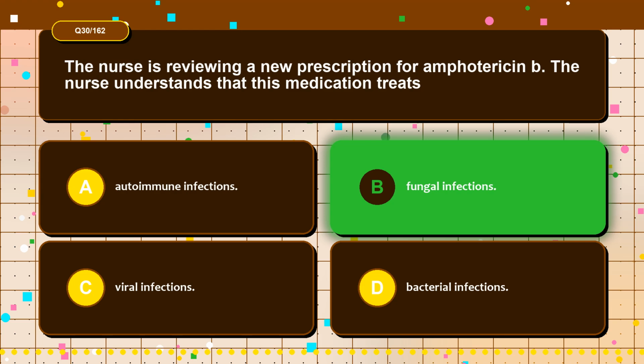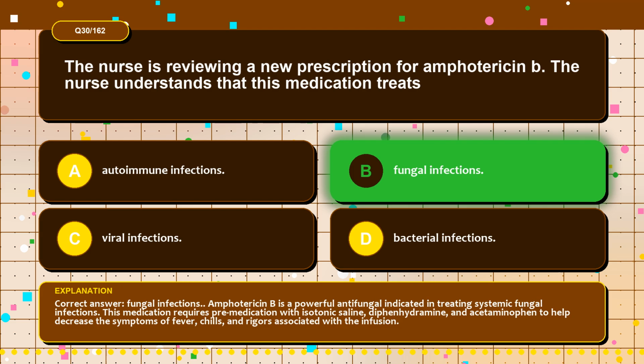The correct answer is option B, fungal infections. Amphotericin B is a powerful antifungal indicated in treating systemic fungal infections. This medication requires premedication with isotonic saline, diphenhydramine, and acetaminophen to help decrease the symptoms of fever, chills, and rigors associated with the infusion.